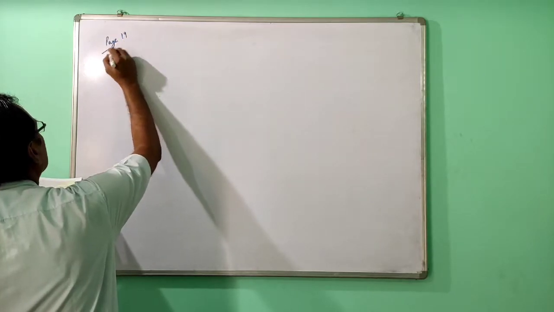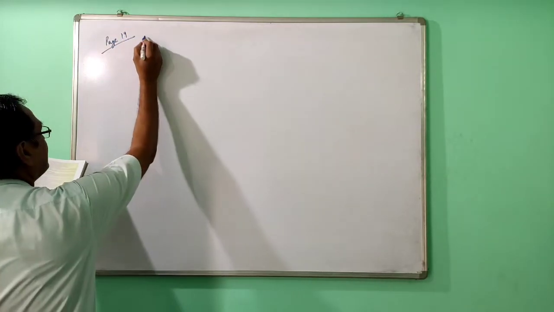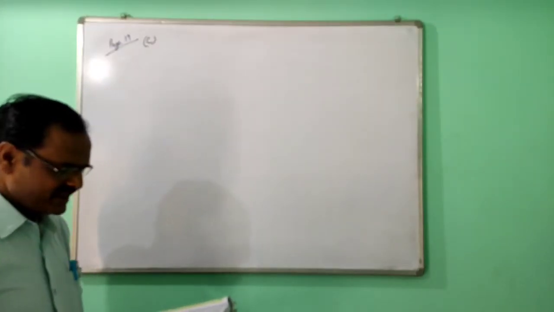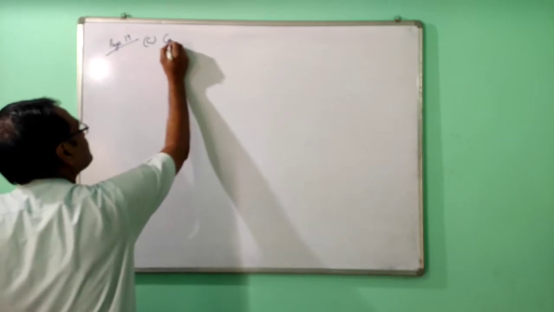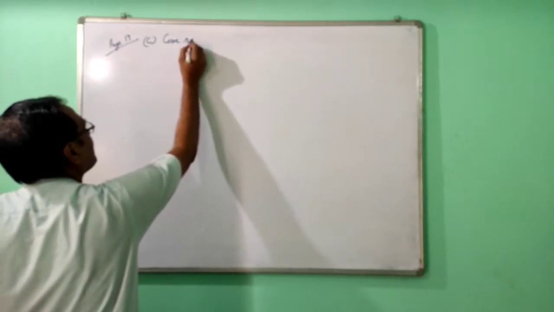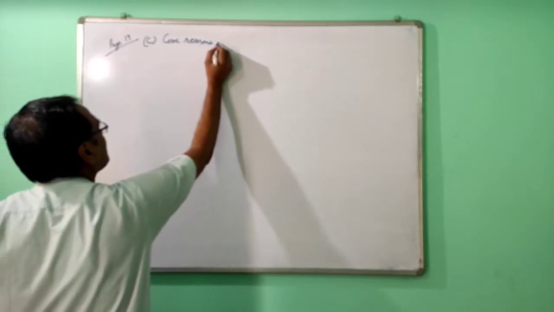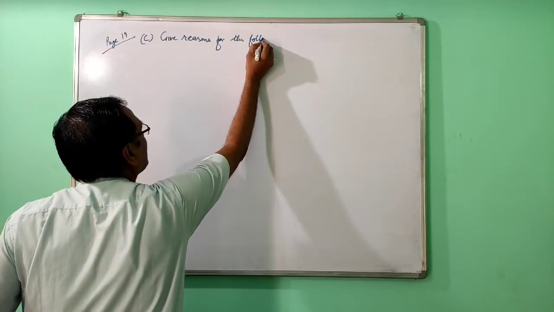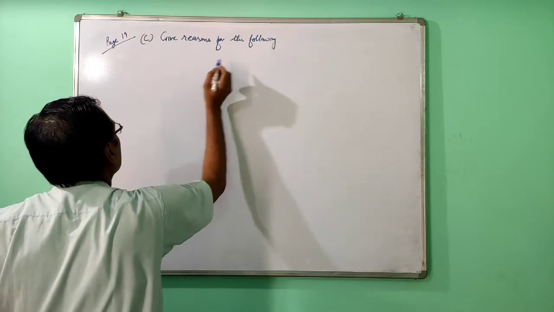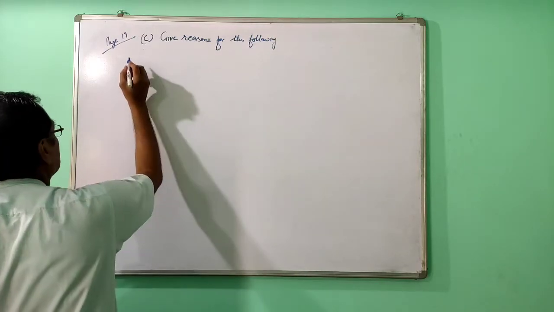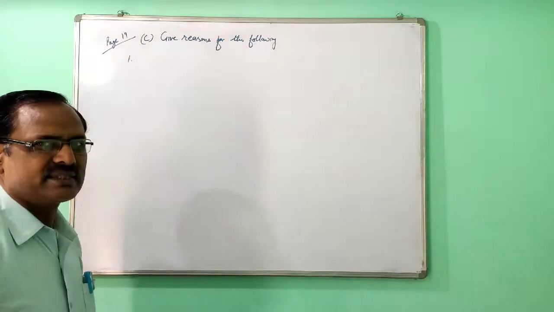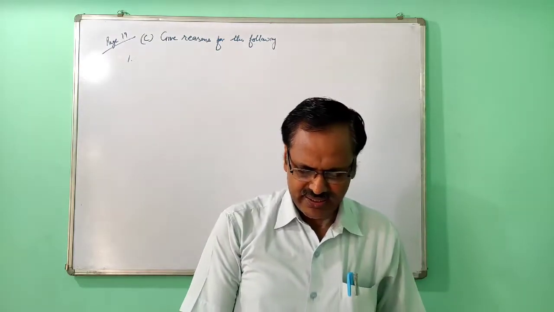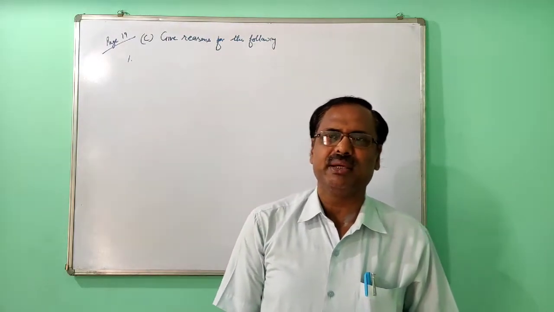Page 19, C part, you can write it in your chemistry copy. Give reasons for the following. There are 10 questions in that. The first one is: in the same period or subgroup, a gradual change in a particular property may be seen.